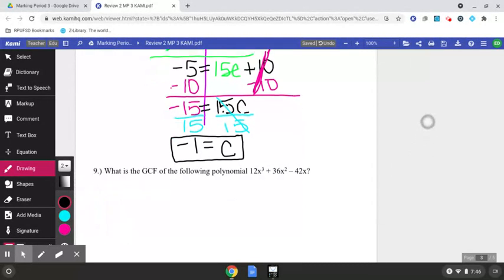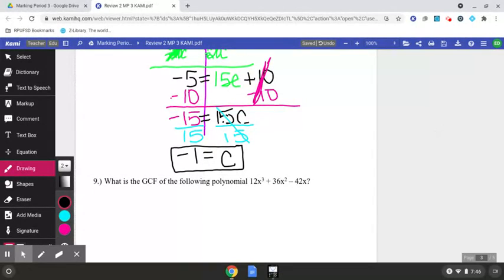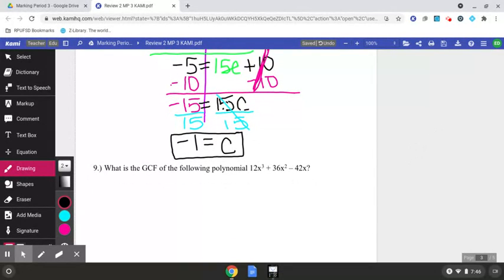Okay, number 9 talks about finding the GCF. And I did go over how to do this in the calculator. I'm not going to write the steps down because I wrote them on the review sheet we did in class, but I am going to show you how to do it on the computer right now.